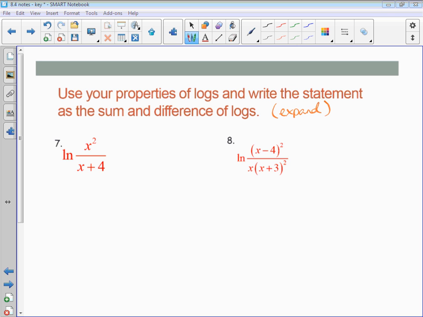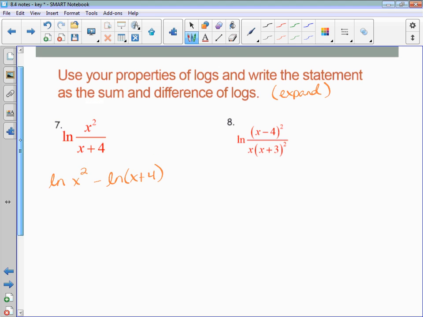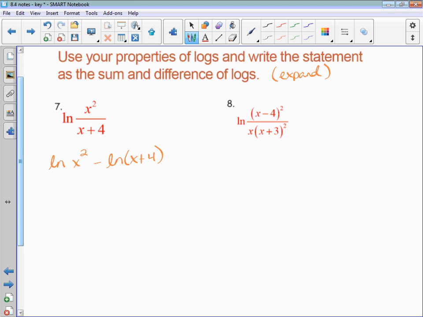Okay, so first in number 7, I see that we have division, right? What does division mean? Okay, so this is really the natural log of x squared minus the natural log of x plus 4. And go ahead and put that in parentheses so you don't just have this random 4 floating around out there. And then we should simplify as much as we can. So that x squared, can we do something with that too? Yeah, where can that go? So 2 natural log of x.